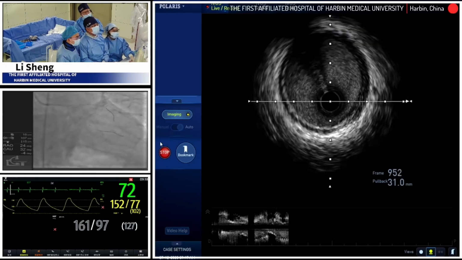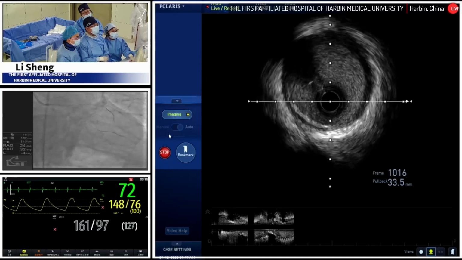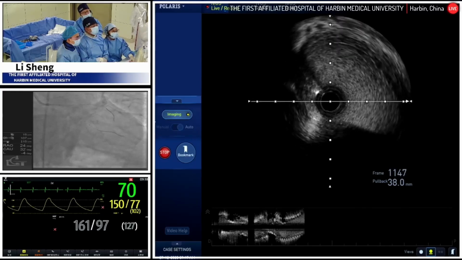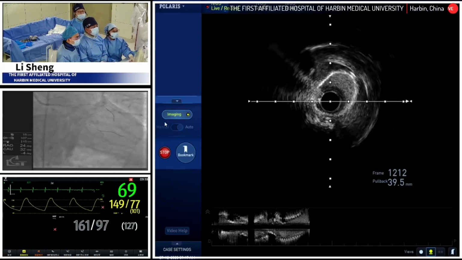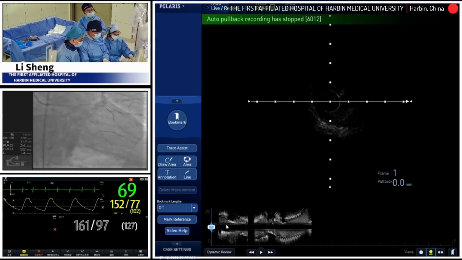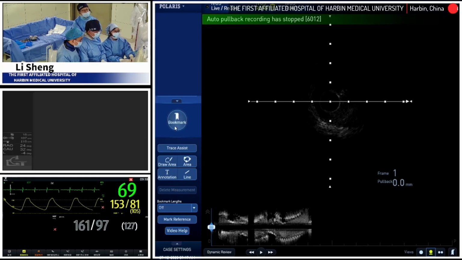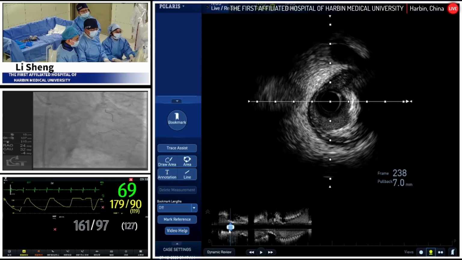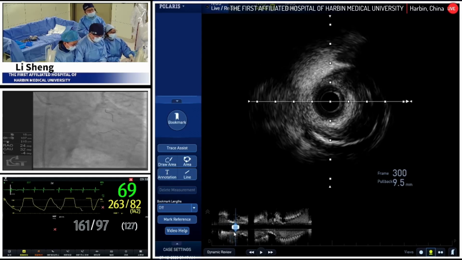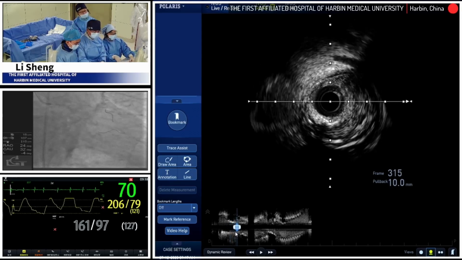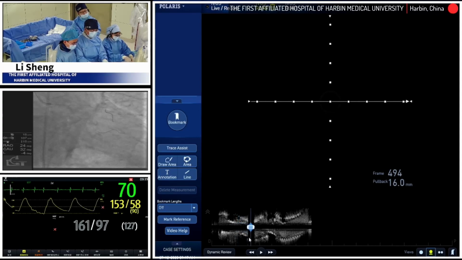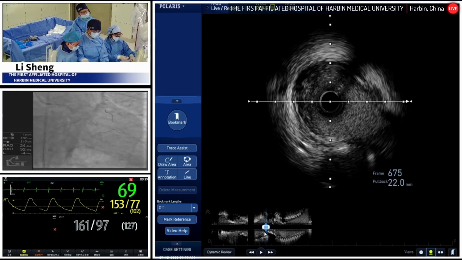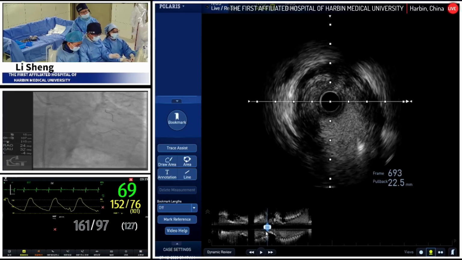Okay, this is the left main. Let's review the image. Left main. Also, let's review the image. And this is a distal part of the circ. Quite heavy plaque burden. And this is the ostium of the circ.